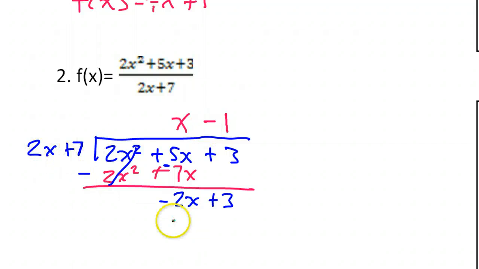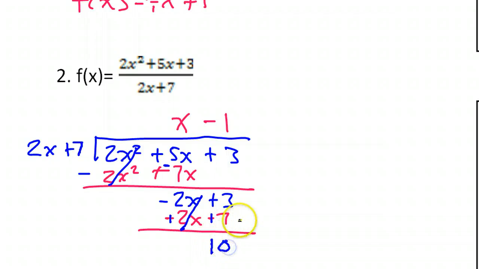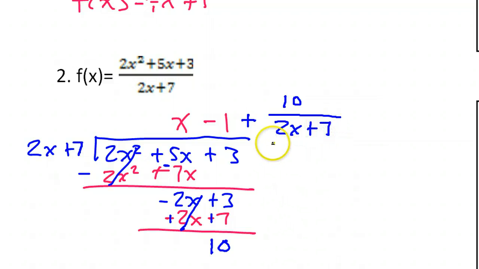Negative 1 times 2x is negative 2x. Negative 1 times 7 is negative 7. To subtract, I change the signs. So this becomes positive and this becomes positive. These cancel out. This becomes 10. Alright, so that's my remainder. So that's going to become x minus 1, and then I do plus 10 over 2x plus 7.